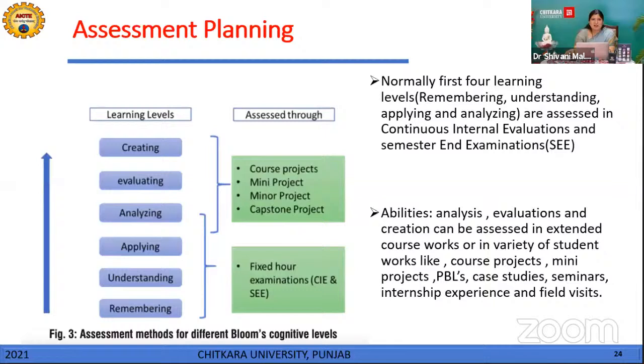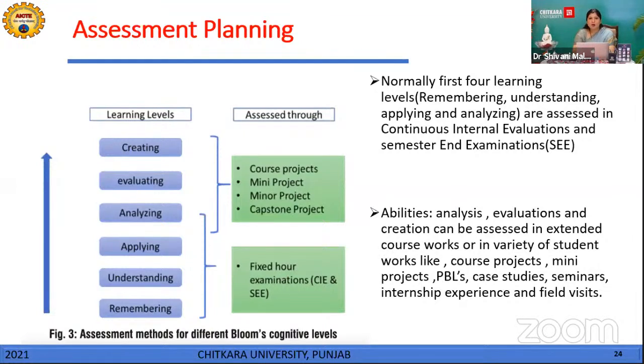This we have already covered: normally the first 4 learning levels, that is remembering, understanding, analyzing and applying, are addressed through continuous internal evaluation and the semester and term examination. So these levels of Bloom's get tested through CIE or SEE, that is, the end-term examination or the continuous internal examination. But then there is the ability to create, the ability to judge through evaluation, and the ability to analyze and apply to real-time problems. Those abilities can be tested through a course project, problem-based learning, mini projects, minor projects, case studies, internship experience and field visits.